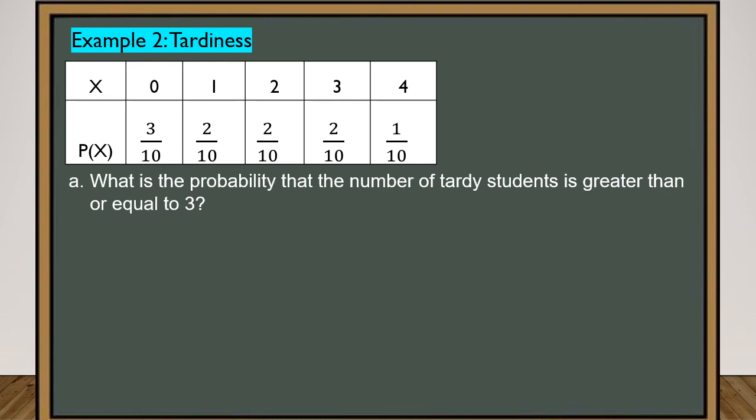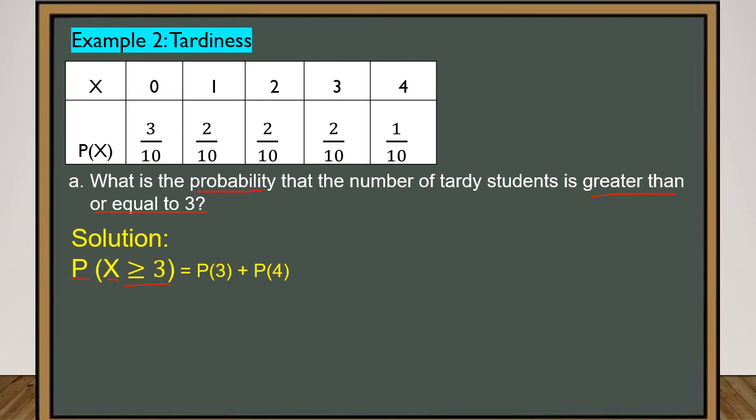So we have here question letter A. The first question: what is the probability that the number of tardy students is greater than or equal to 3? So how do we represent that in a mathematical equation? Since we are getting the probability, we write the probability of x, which is greater than or equal to 3.